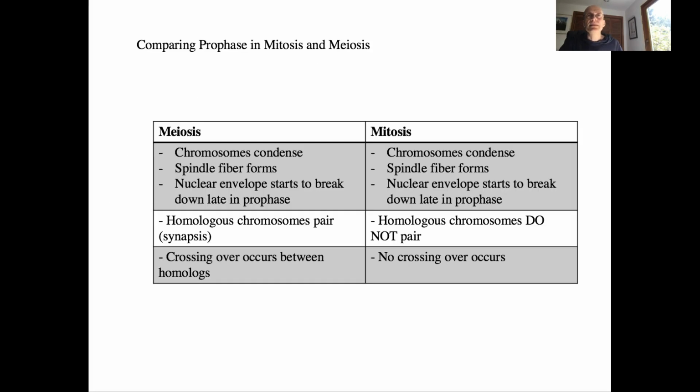I also made this table here that points out a few things that are different between meiosis and mitosis. So in meiosis, as in mitosis, in prophase, we have the chromosomes condense and the spindle fiber forming and the nuclear envelope breaking down. But then in prophase of meiosis 1, we have the homologous chromosomes pair in synapsis, and they do not pair in mitosis. We have crossing over in prophase 1 of meiosis, but that does not happen in mitosis.